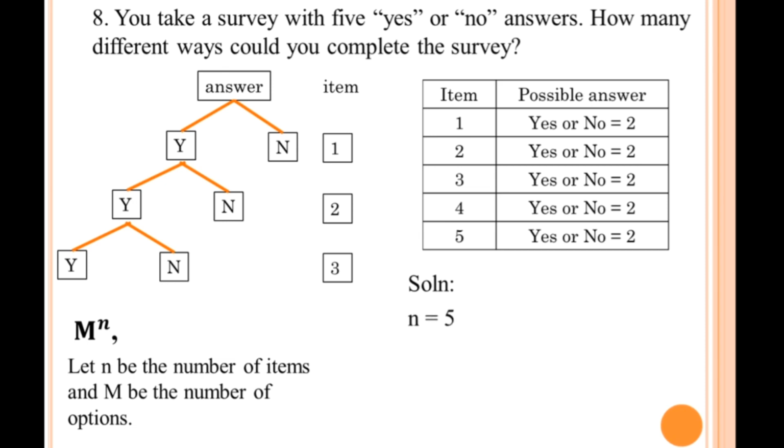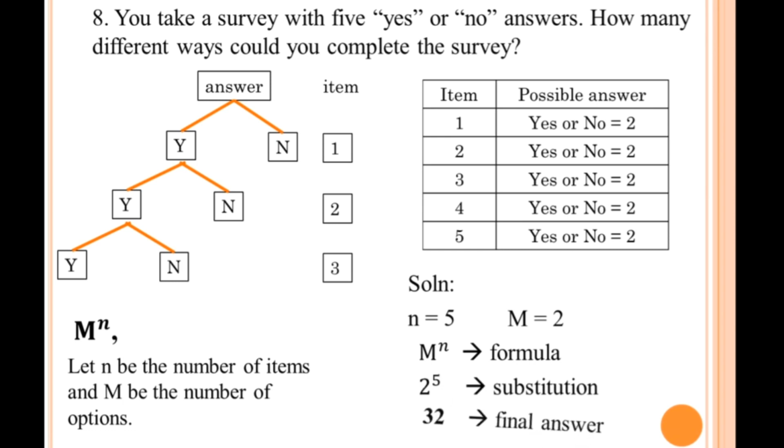So let us identify that 5 is the number of items, and that M is the number of options. We're going to use the formula to solve the number of different ways. So 2 to the power of 5 gives a product of 32. Final answer.